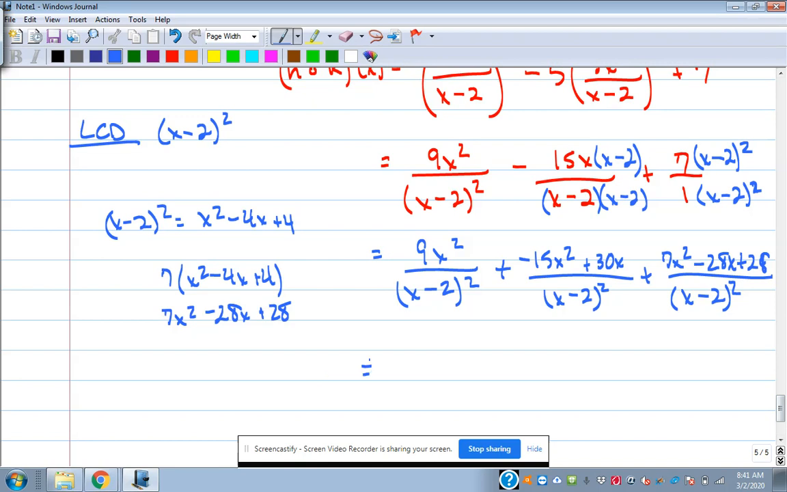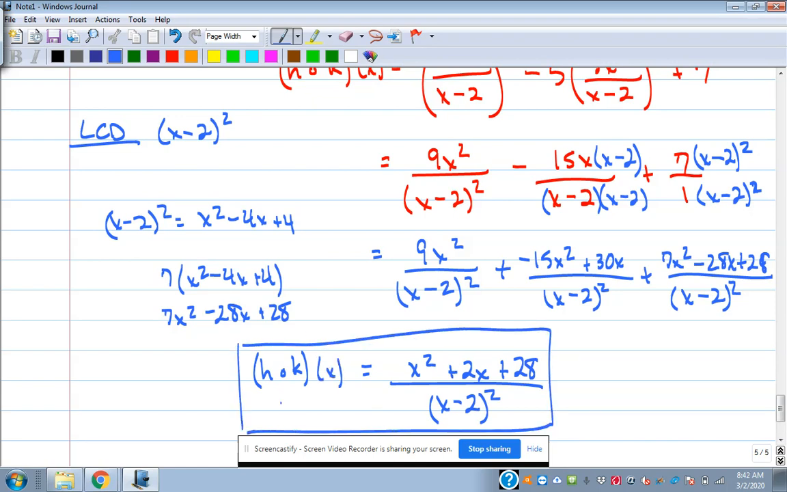Simplifying that, put your like terms together. 9x squared minus and negative 15x squared would be negative 6x squared. And then plus 7 would be positive 1x squared. 30x and negative 28x would be plus 2x. And then plus 28. H composed with k of x.